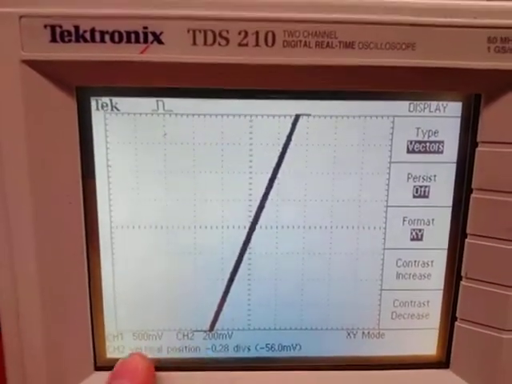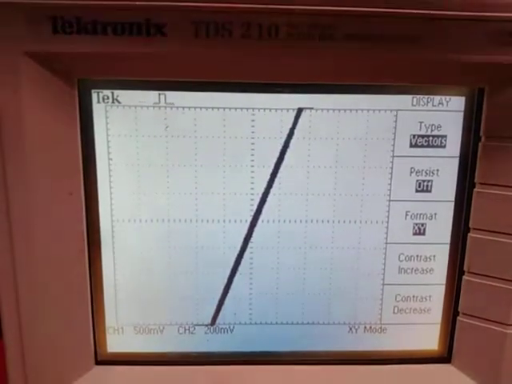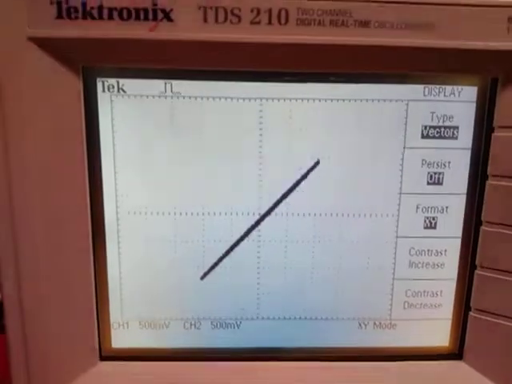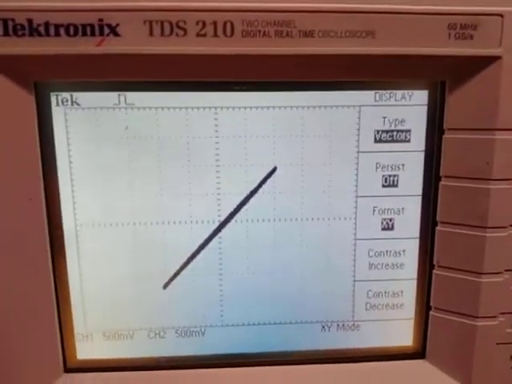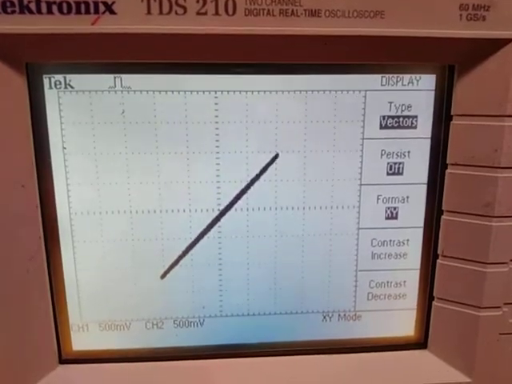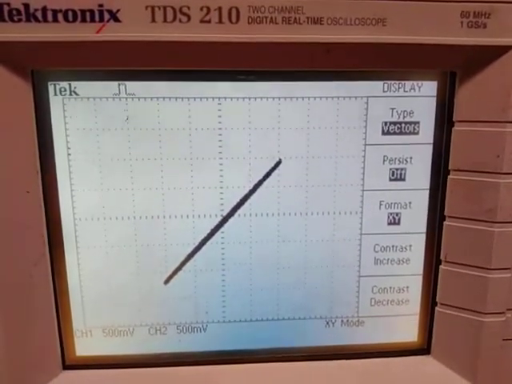Actually the scales for the 2 are different. We can equalize them, make it 500 both. Now we can see a 45-degree line that shows the relationship between the input and output.